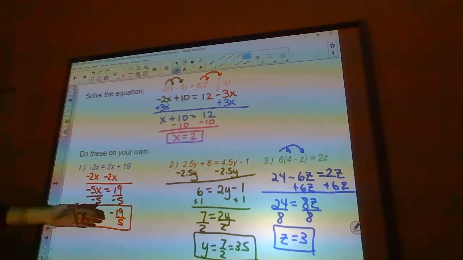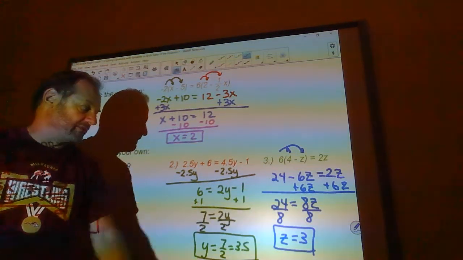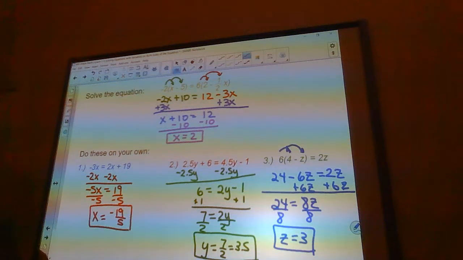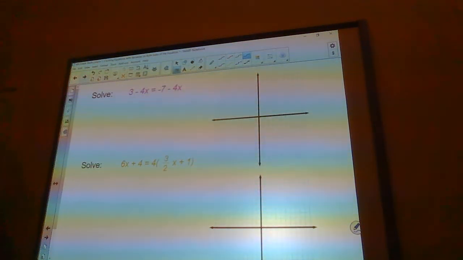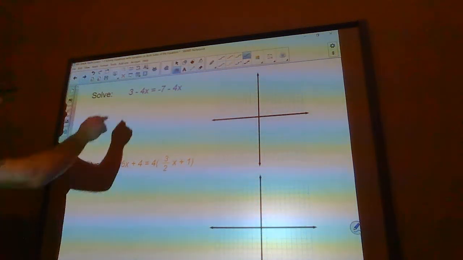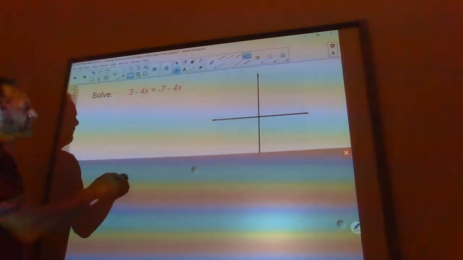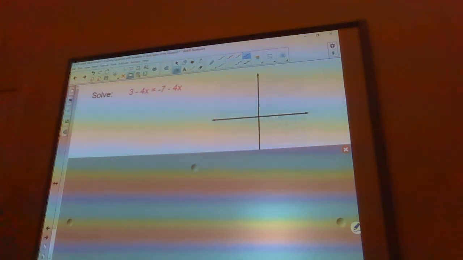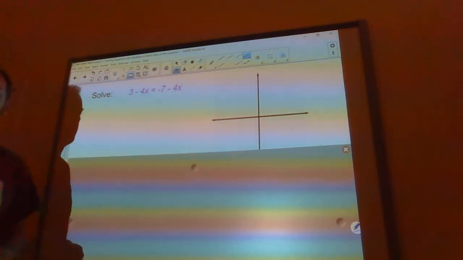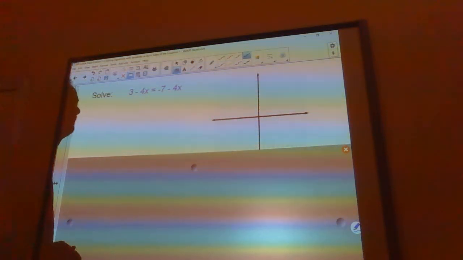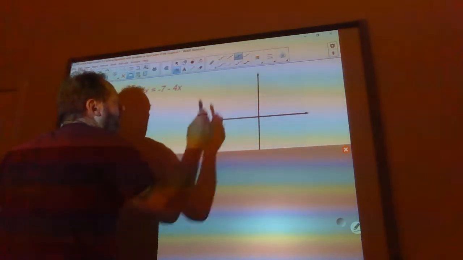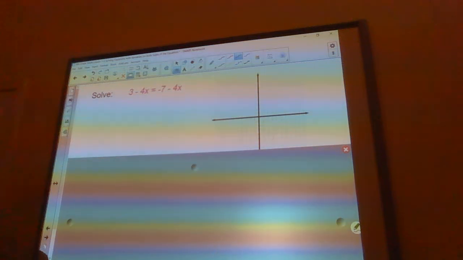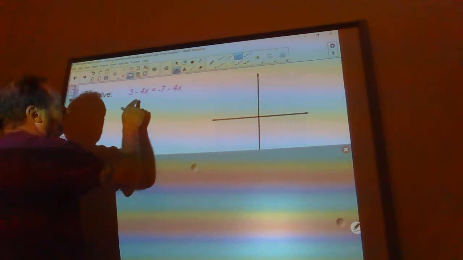All right, so hopefully you got negative 19/5, 7/2, and 3 for your answers. Okay, let's take a look at these. Let's just focus on this one first here. Go ahead and pause the video and solve this and see what you get, and then jump back on here.